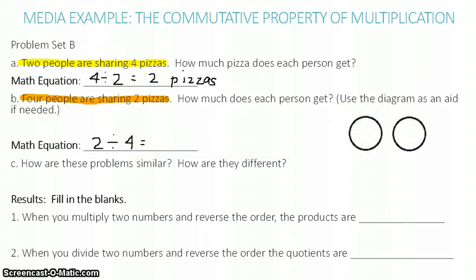Here are 2 pizzas, and if we wanted to share them among 4 people, we'd need 4 equally sized pieces. So imagine these are equal, and notice there's 1, 2, 3, 4. And this would be the amount that each person gets. So notice we split this into 2 equal pieces, which is a half. So 2 divided by 4 would give us 1/2 of a pizza per person.